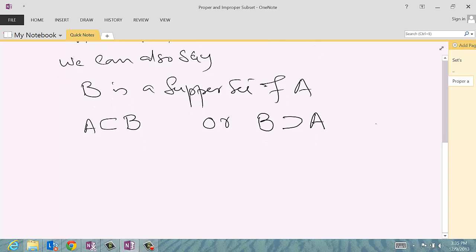So that's all about being a proper subset. We have also seen that every set is a subset of itself, but it is not a proper subset because there is no extra element.